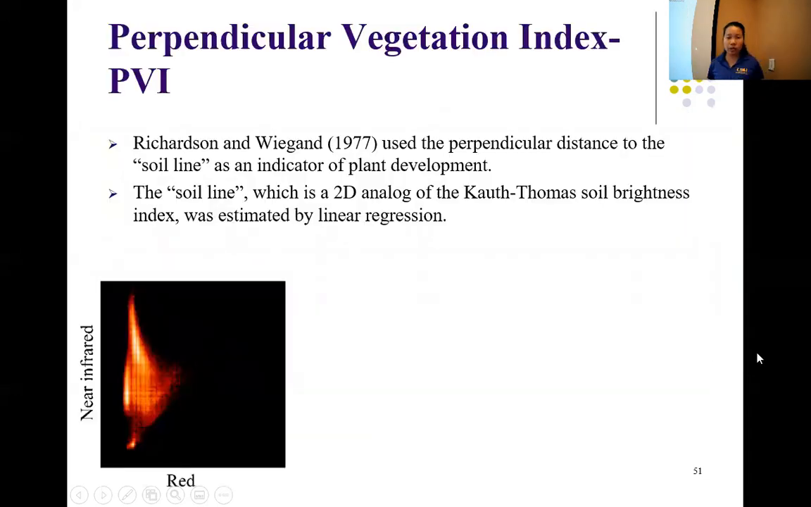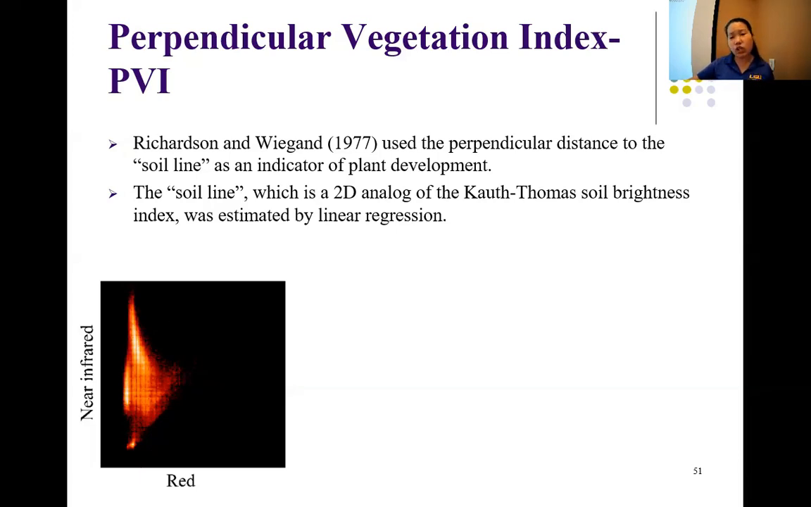And the other one is called the perpendicular vegetation index, which is PVI. This was developed by Richardson and Wiegand, 1977, who used the perpendicular distance to the soil line as an indicator of plant development. We should be quite familiar with this chart now. When you look at the red versus near infrared feature space, the chart will look like a tassel hat. This is the top of the hat, so we call it the tassel cap.